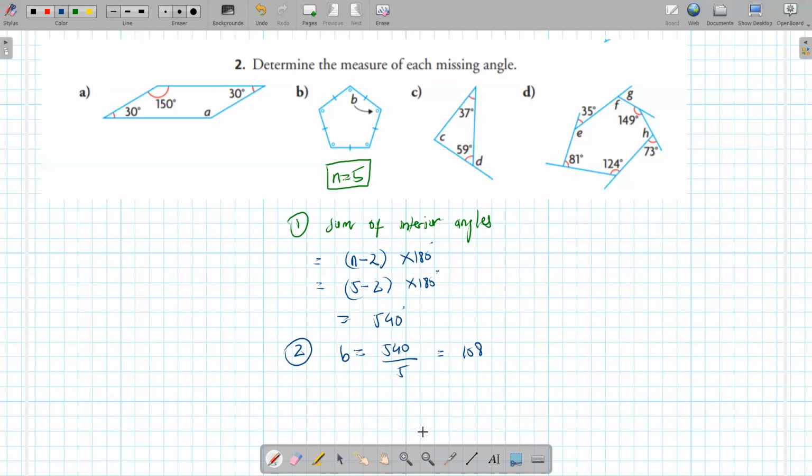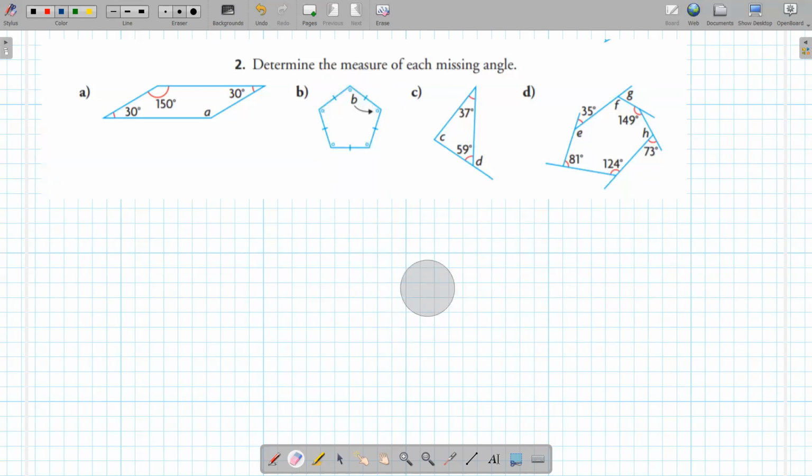Okay. That makes sense to you? Sum of the interior angles? What if I asked you this? What is the sum of the exterior angles for a pentagon? Question is, what's the sum of the exterior angles in a pentagon? 360. Yes, exactly. Good. For any shape, exterior angles add up to 360.